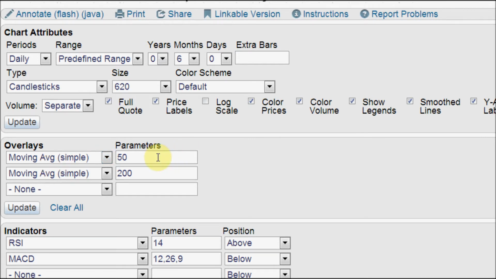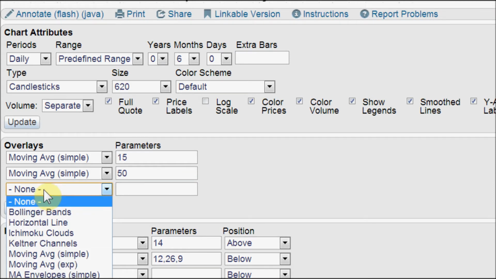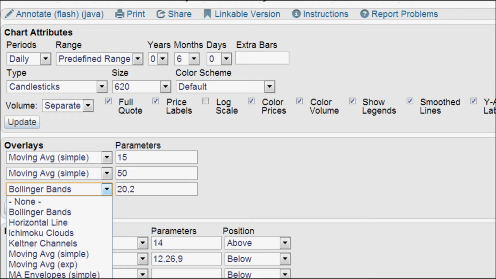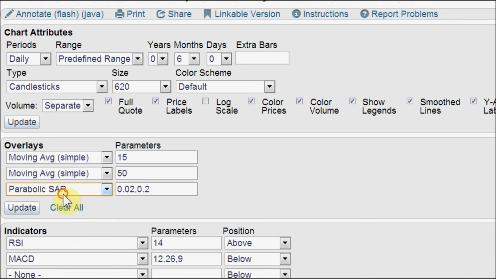Okay, let's go to the 3 overlays you are allowed. The standard setting is 50 and 200-day simple moving average, and they are slow. I like to speed up my moving averages with the 15 and the 50 period. And then you have one more choice, so it's either Bollinger Bands or parabolic SAR. In this case, I like Bollinger Bands. Always leave Bollinger Bands and parabolic SAR at the standard settings.